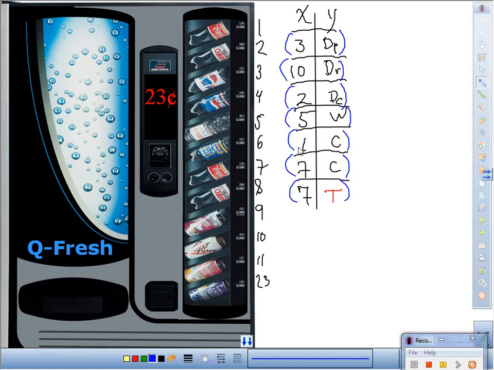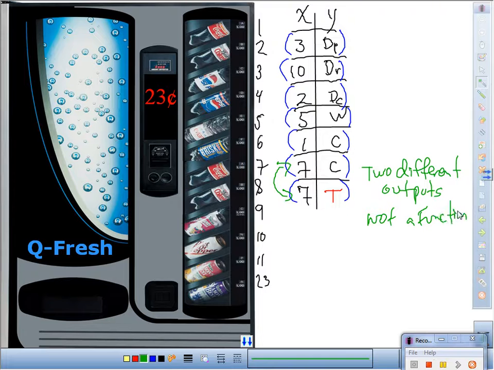In order for this to be a function, according to our definition, for every one input there's exactly one output. Now, check this out. I'm going to point this out. Who sees that for this input of 7, there's 2 different outputs? You guys see that? Yeah, right? So therefore, this relation is not a function. Why not a function? Because this machine is not functioning well.